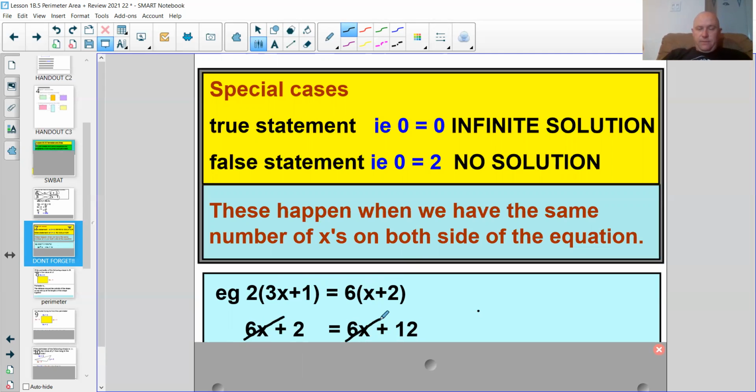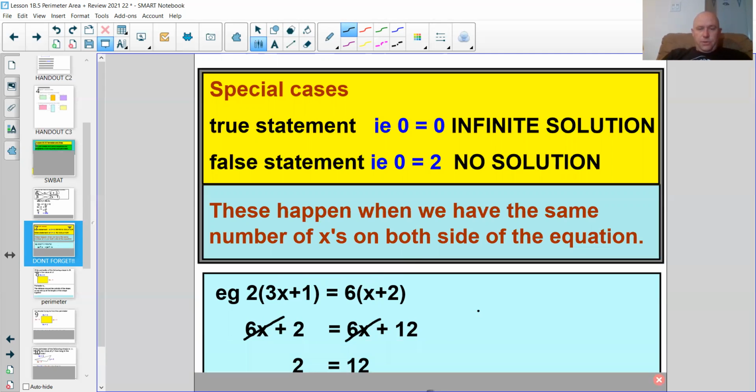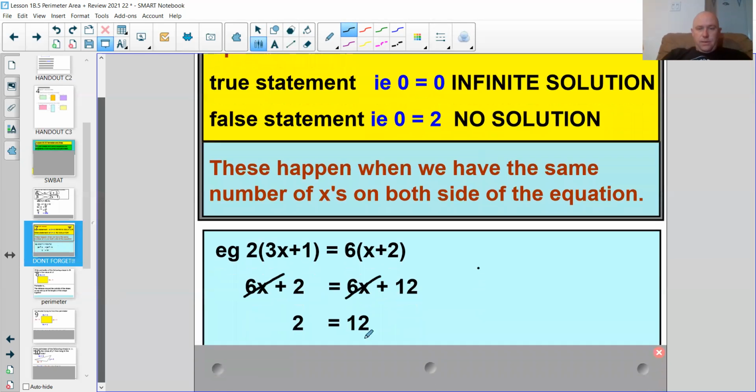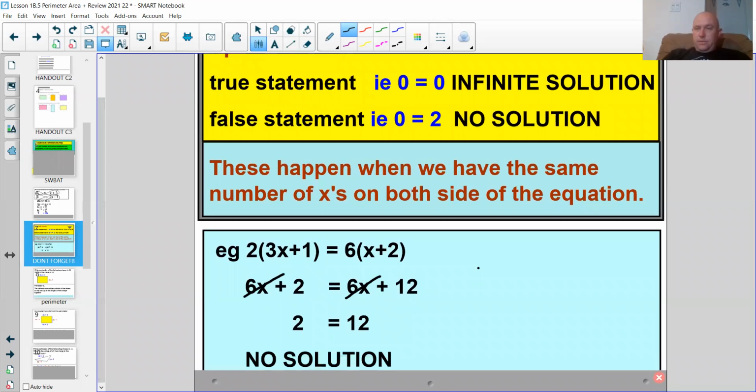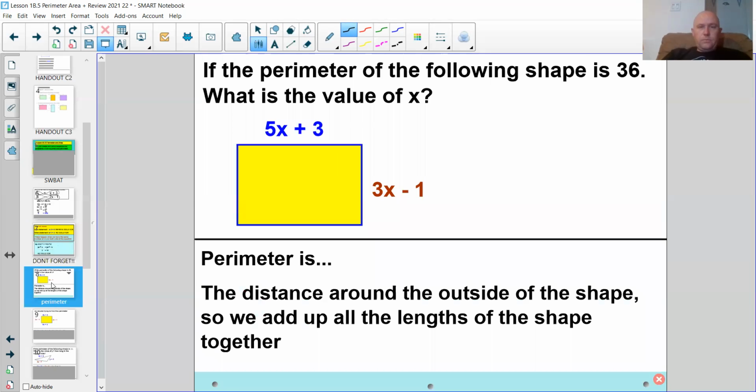If I take away 6x from both sides now, I get left with 2 equals 12. Does 2 equal 12? No. So my answer for this one would just be no solution, like you can see at the top there. Oops, one more line there. There you go. So this one will be no solution. If it was an example, like if I put 6 here, 2 times 6 would be 12. Does 12 equal 12? Yes, it does. And I'll be picking infinite solutions.